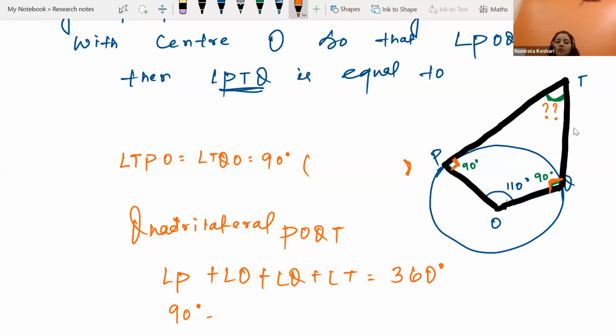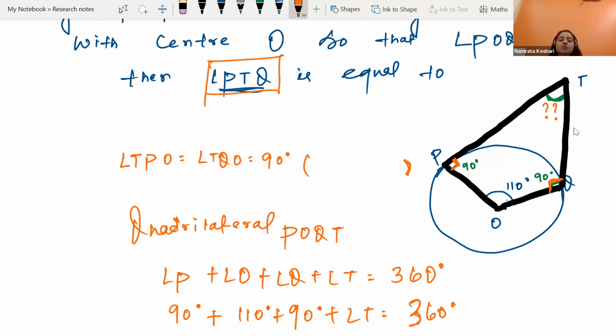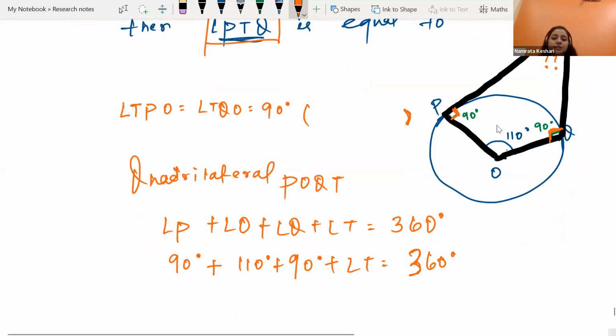P we have taken out, that is 90. O is already given, 110. Q we have taken out, 90. And T we have to find. And this sum is 360. From here you will be able to find the angle PTQ which was asked in the question. Please find it, everyone, please find it.